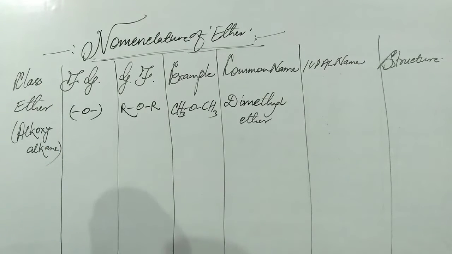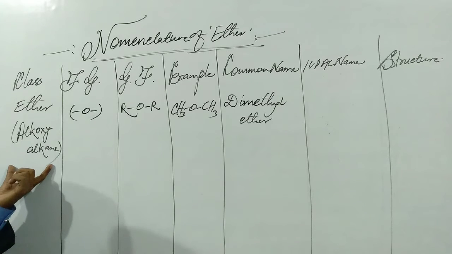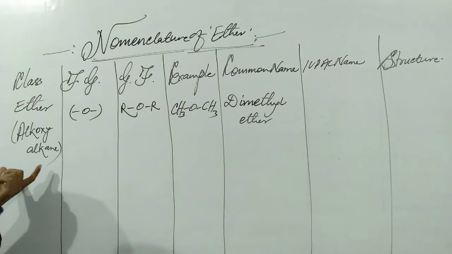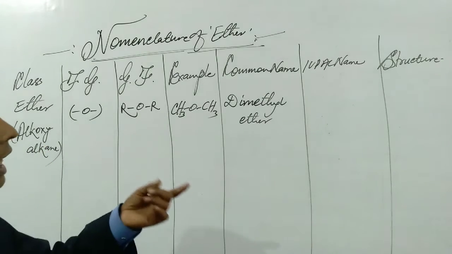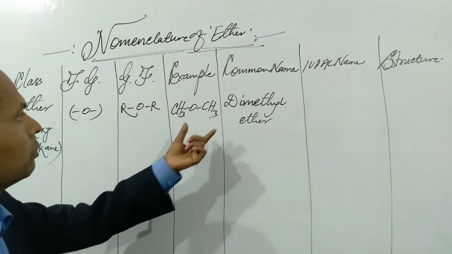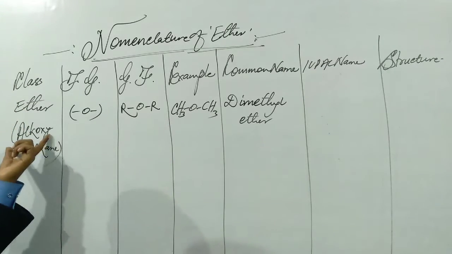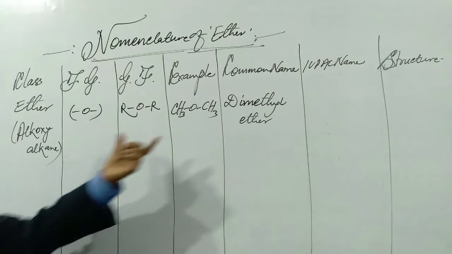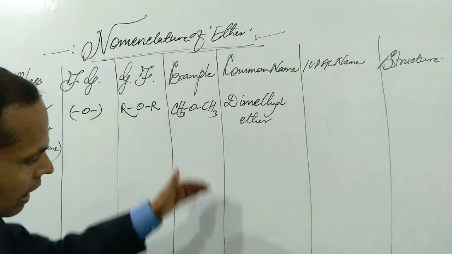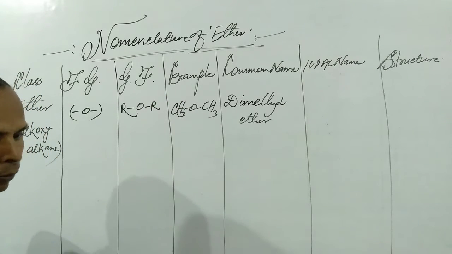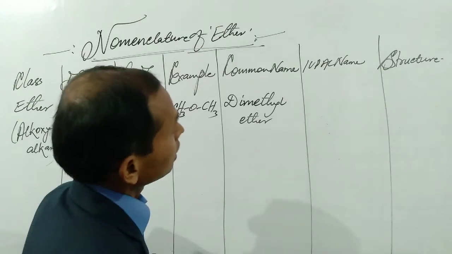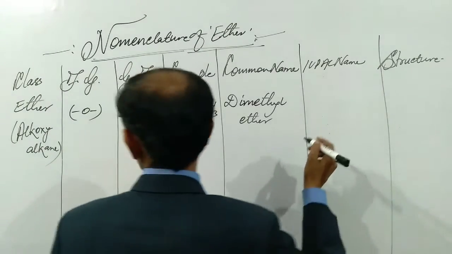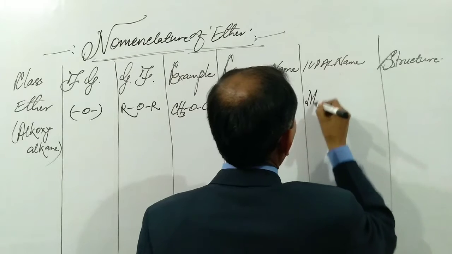The IUPAC name of ether is alkoxyalkane. 2 words are involved here. One of the words is alkoxy, another word is alkane. So we can write methoxymethane, alkoxy for methoxy and alkane for methane, because on either side of the functional group only a methyl group is present. So we can write the IUPAC name as methoxymethane.